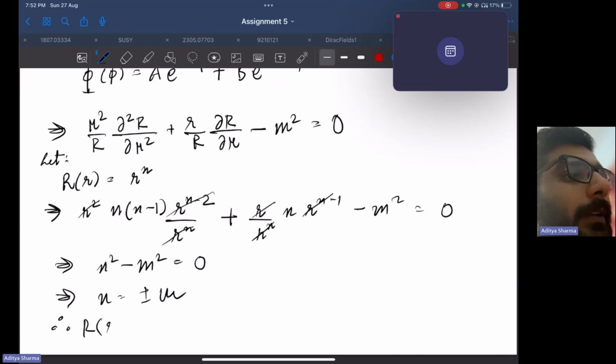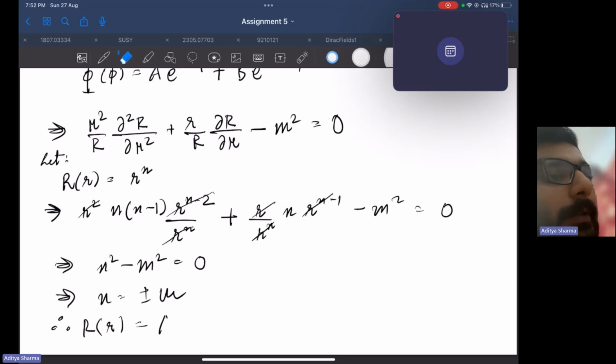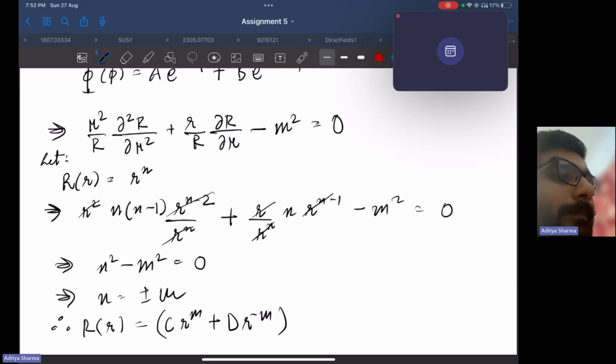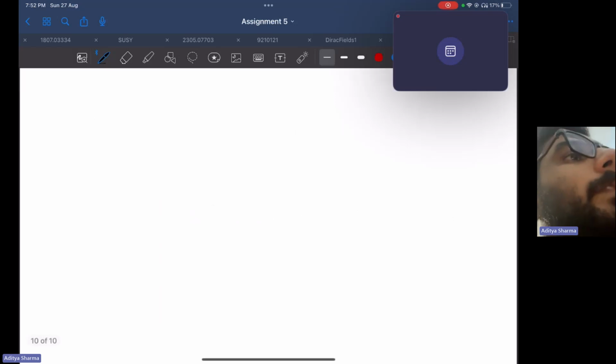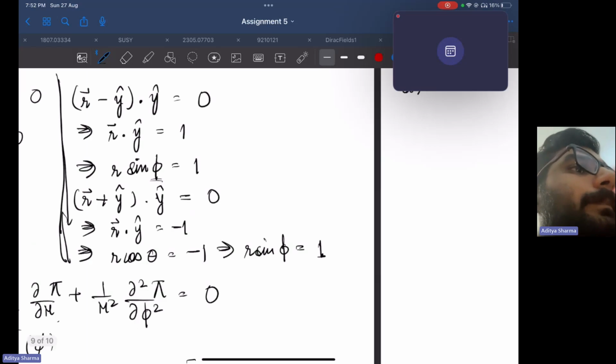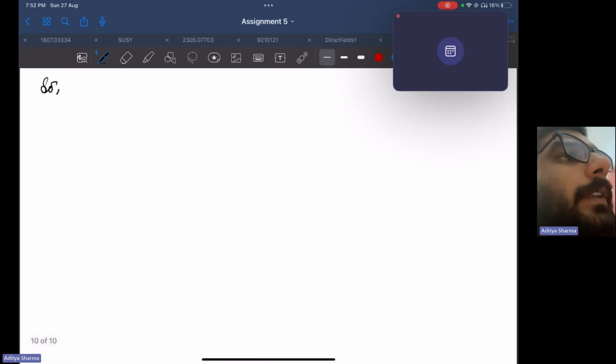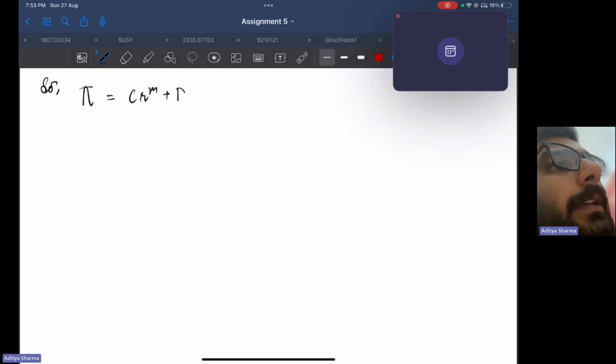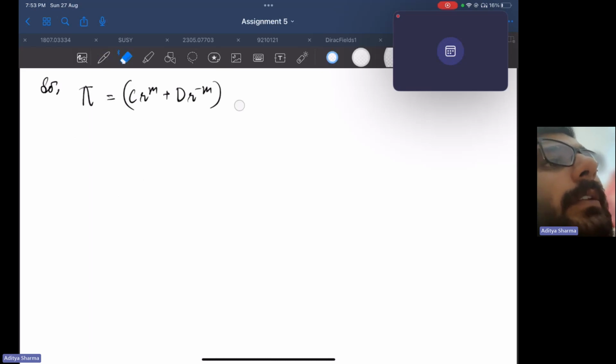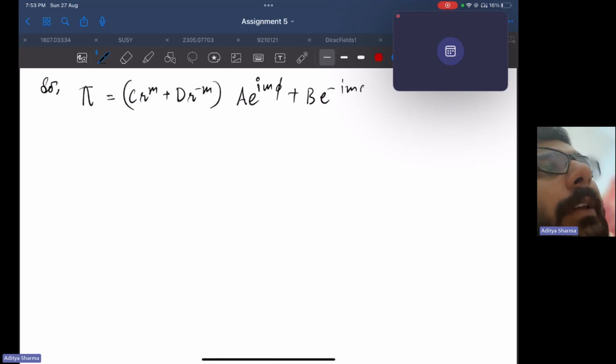Therefore, r of r is equal to, so a and b are already used, c r to the power n plus b r to the power minus n. So we have phi is equal to c r to the power n plus b r to the power minus n, into a e to the power i n phi plus b e to the power minus i n phi.